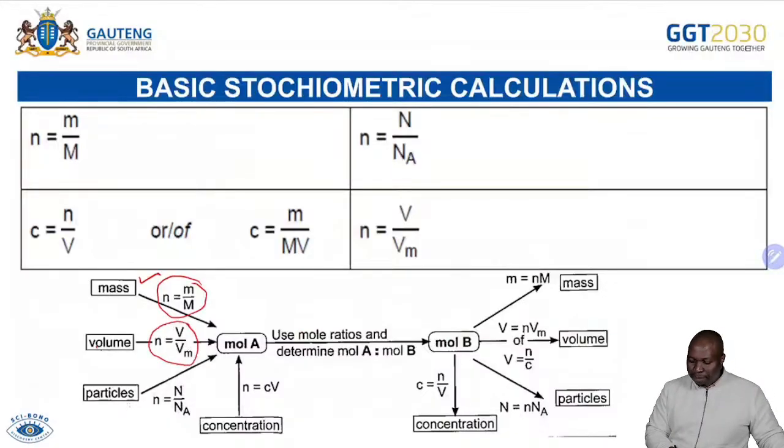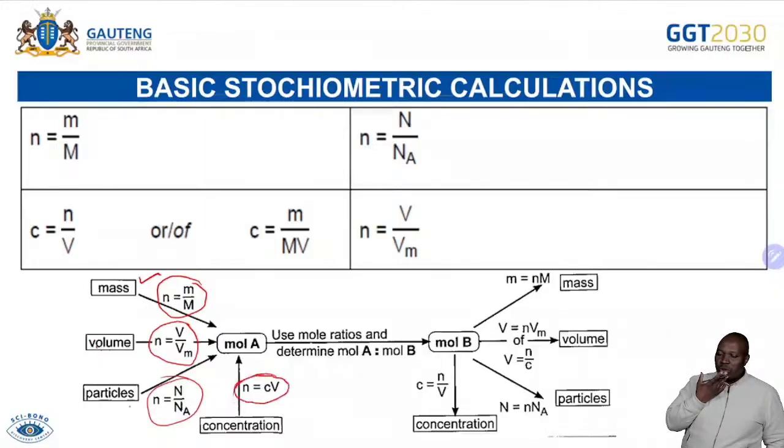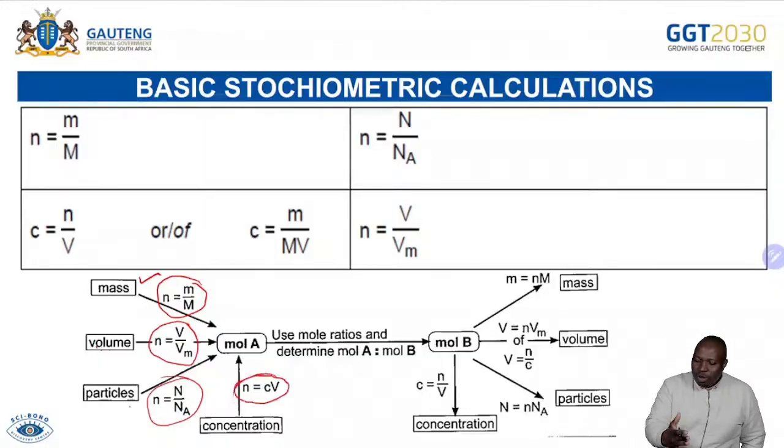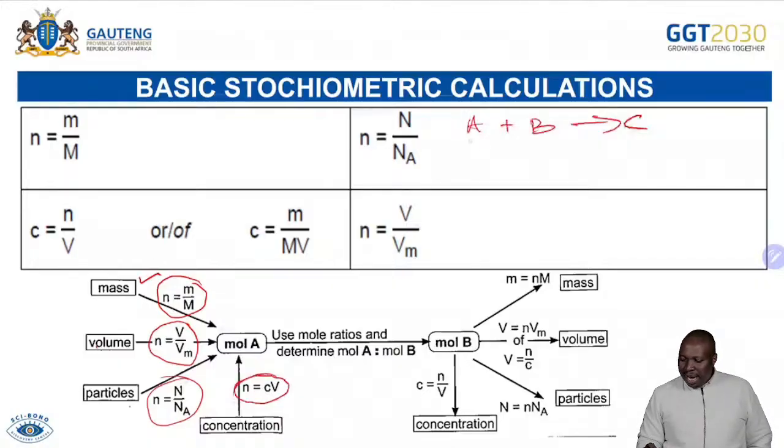Sometimes you'll be given the particles, you must be able to calculate the number of moles. Or sometimes you'll be given the concentration and volume, you must be able to calculate the number of moles. So we're saying, know that whatever you are given, the only bridge for you, because if, for example, we gave you A plus B forming C. So the main thing, if now we give you the mass of A, which is solid, for example, we give you the mass of A, you must be able to calculate the number of moles of A.